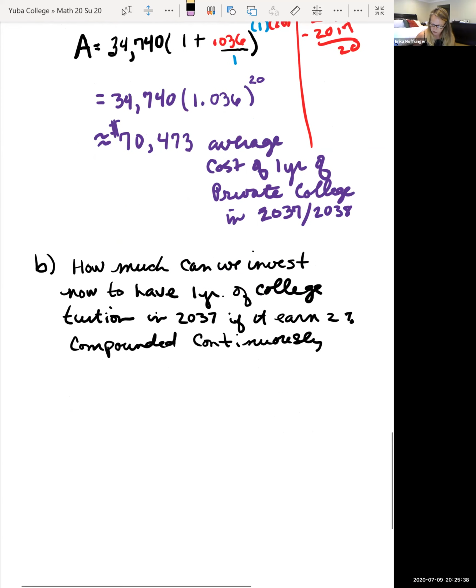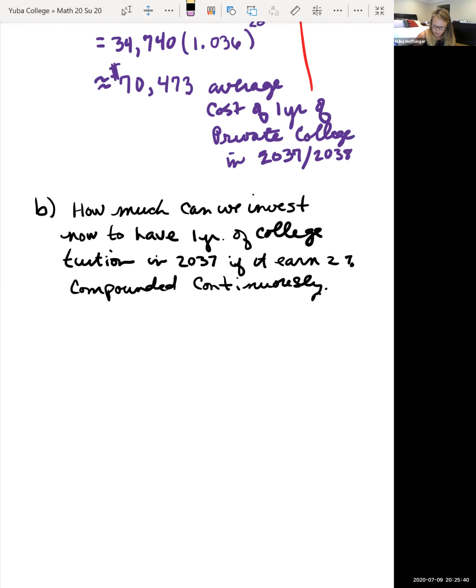Okay, so if you wanted to memorize another formula, you can use that one that I just explained to you at the beginning of class. Or we can just know what we know about compounding continuously. It's in the form A equals P e to the RT. We know what amount we want back. We want the amount of tuition in 2037. Well, we did that work above.